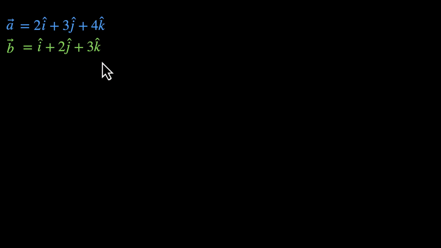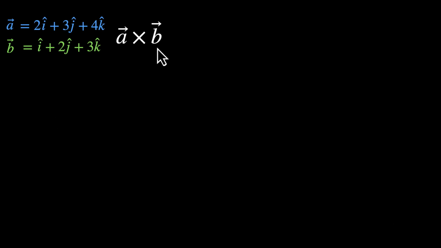Let's move to vectors which are not unit vectors. We have these two vectors, A vector and B vector. This is 2i cap plus 3j cap plus 4k cap, and B vector is i cap plus 2j cap plus 3k cap. Now let's find the cross product, A vector cross B vector, and I'm going to show you what the cross product is, and then we'll see together where that comes from.